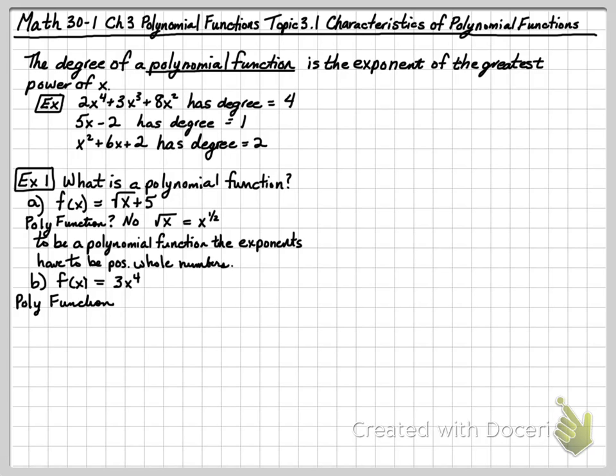Let's do b. f of x is equal to 3x to the fourth. Is this a polynomial function? Yes, it is, because x to the power of 4 is a positive whole number. In this one, the leading coefficient is going to be 3, and the constant term is going to be 0. It's like 3x to the fourth plus 0.